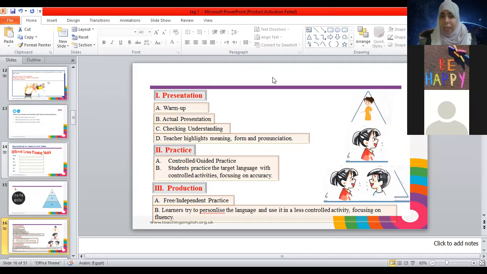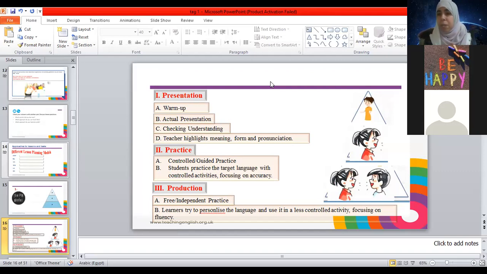For example, when I explain the past simple tense, I have to highlight that we add ED to the verb if it is regular, D or ED. And when I pronounce, I highlight how we pronounce, for example, helped or asked. So I have to highlight the pronunciation, the form, and the meaning. This is for the teacher.